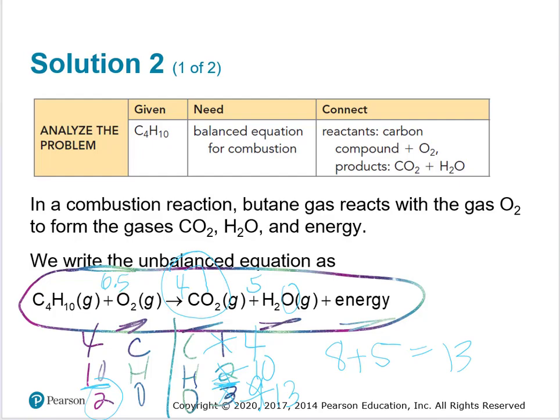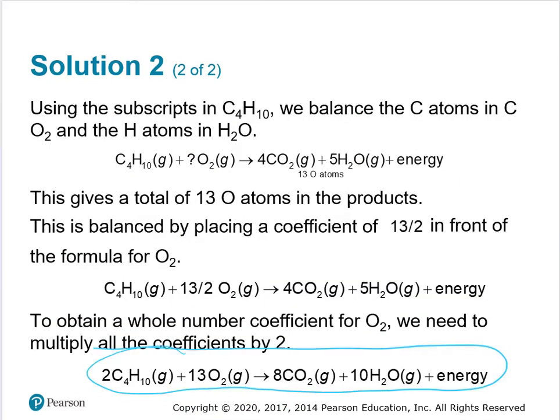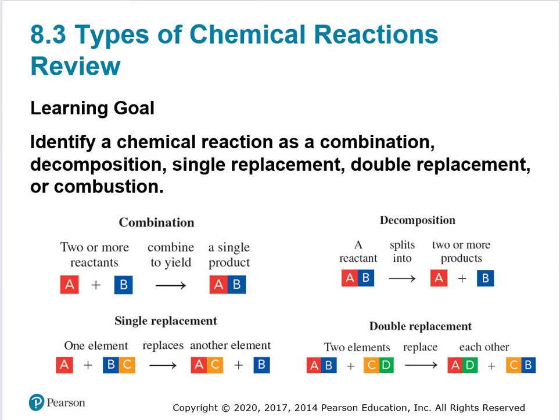Except for remember, I can't have a decimal point as a coefficient, so I need to double everything. There was 1 right here, so I'm going to put a 2. 6.5 doubled is 13. 4 doubled would be 8, and 5 doubled would be 10, giving us this balanced equation. Take a minute to look over the learning goal and make sure that you feel comfortable identifying these chemical reactions.